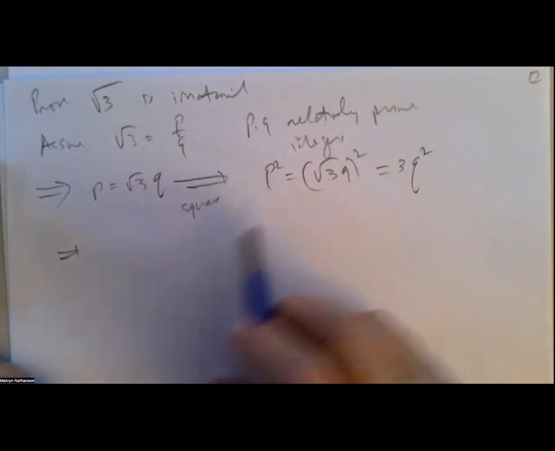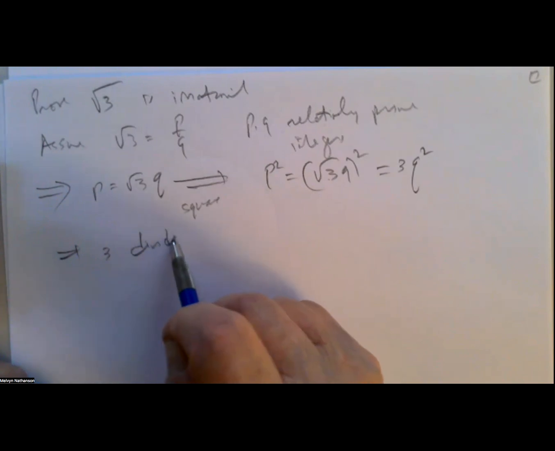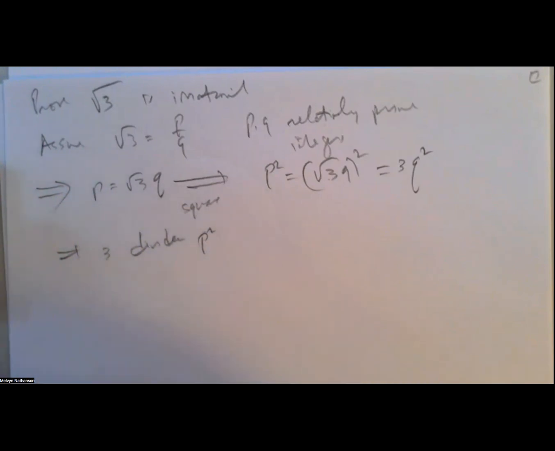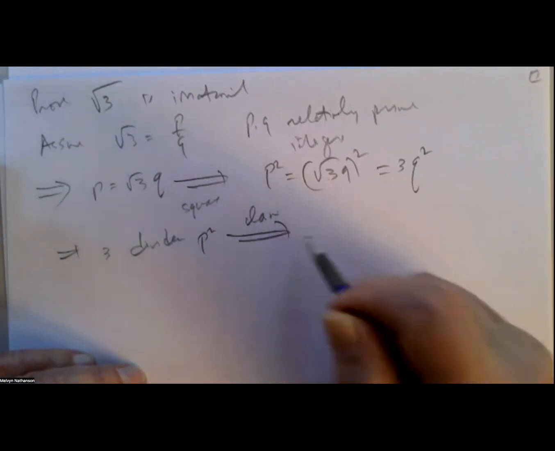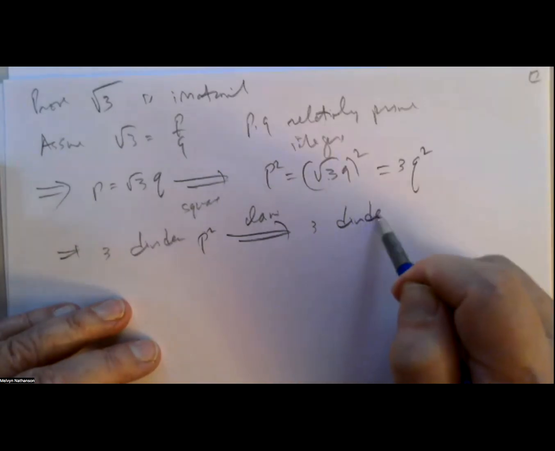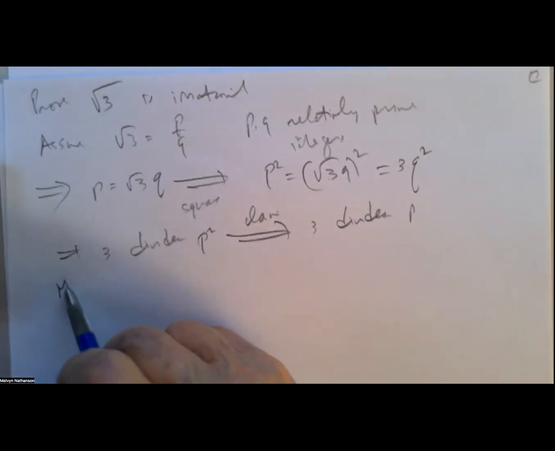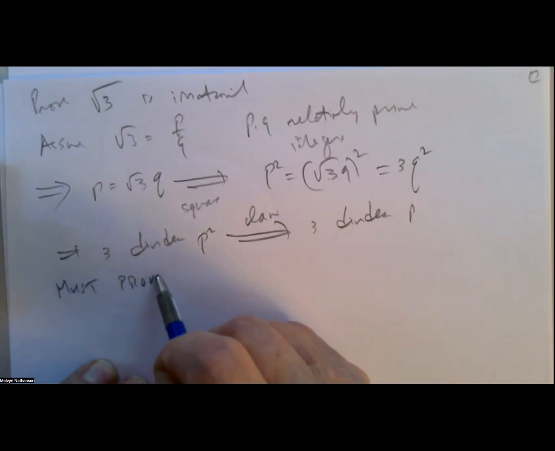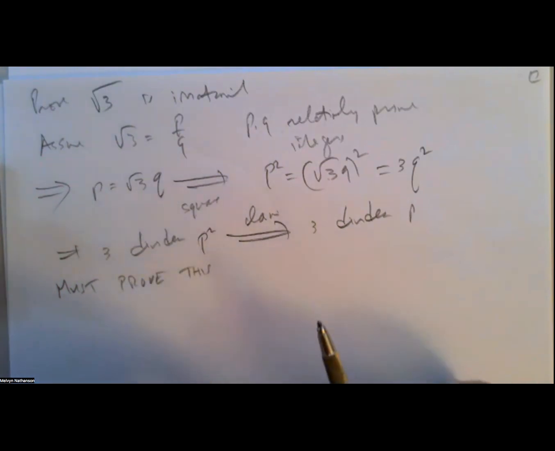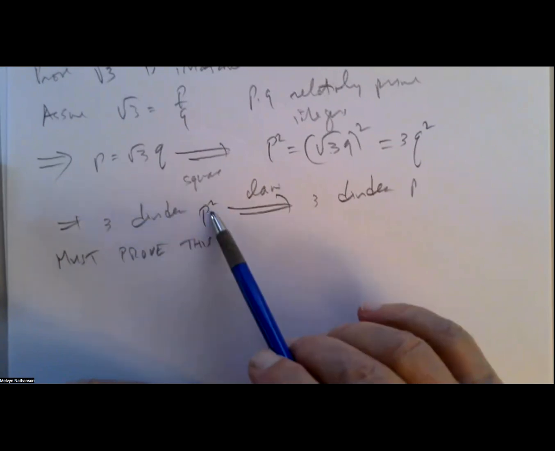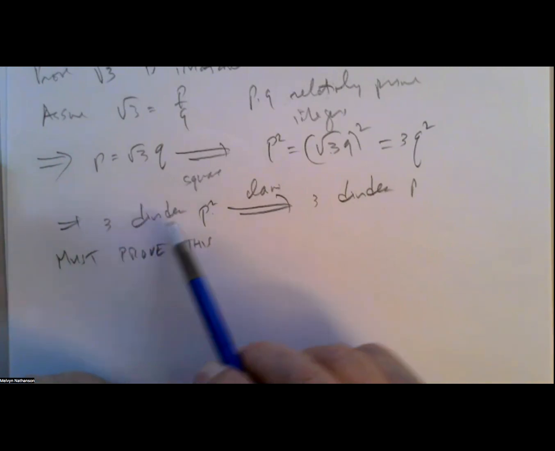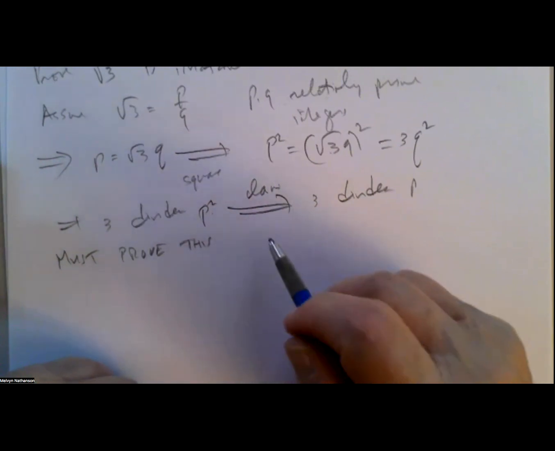Which means 3 divides p squared. And I claim, I have to prove this, that this implies that 3 divides p. I must prove this. In the case of the square root of 2, I had to show that if 2 divides p squared, then 2 divides p, or p is even. Here I have to show that if 3 divides p squared, then 3 divides p. So how do we prove this?